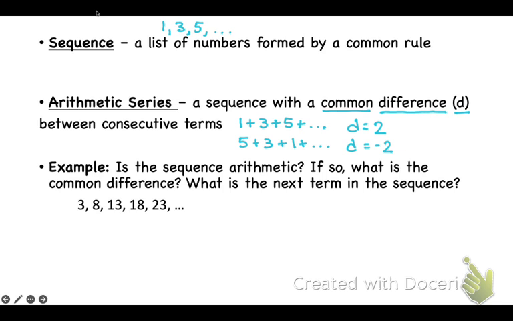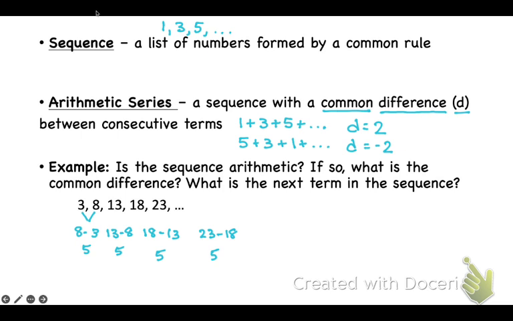So, how am I going to figure out what their common difference is? Subtract. 8 minus 3 is 5. 13 minus 8, 5. 18 minus 13, 5. 23 minus 18, 5. Did I have to do all of them? I didn't have to write them all out, but do I have to check all of them?